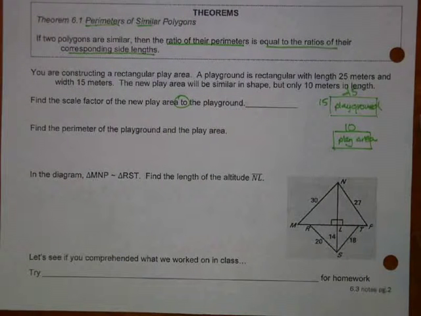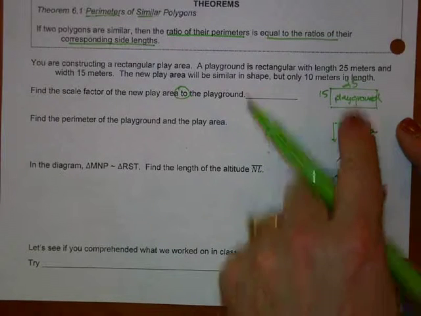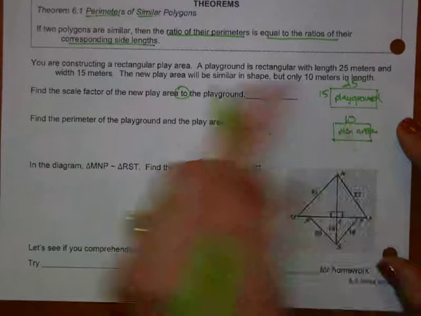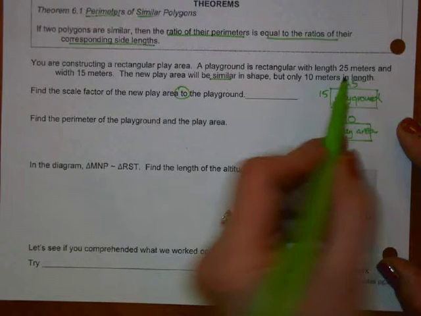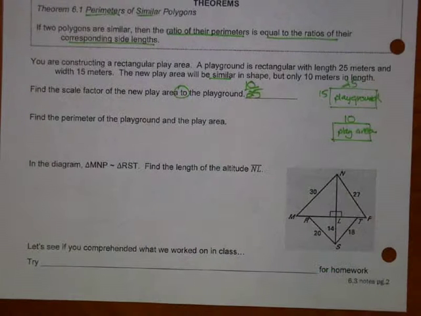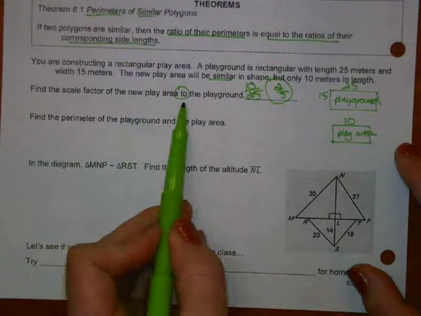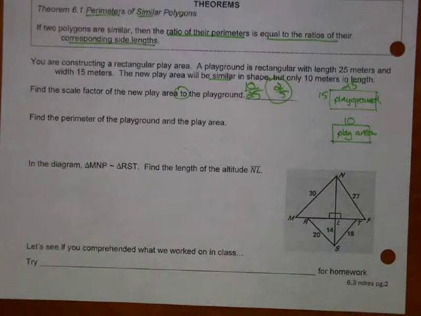So I'm going to start with the smaller, the play area number, right? Look, I have this corresponding side length here. And they're telling me that they're similar. So I can just write this ratio right now. 10 is to 25. And I got to reduce that. And I'll have the scale factor, because the scale factor is the ratio of the side lengths. So reduce it. What is it? 2/5. So there's my scale factor from the new play area to the playground. Do you guys get that?